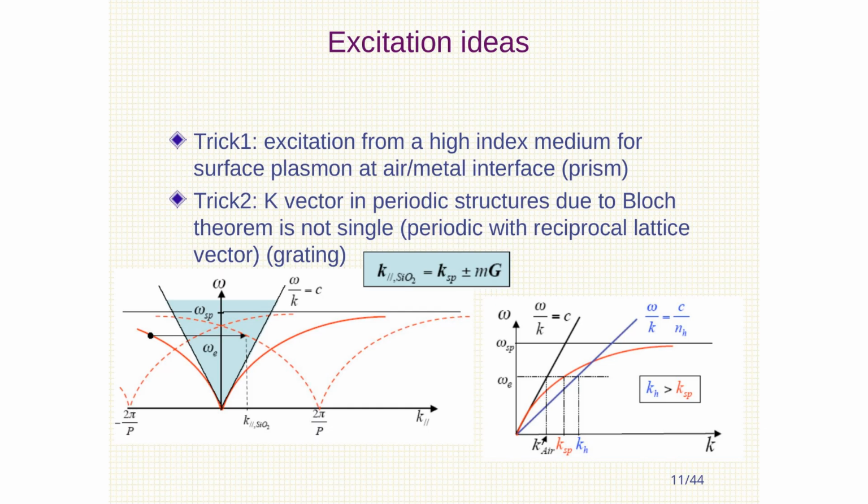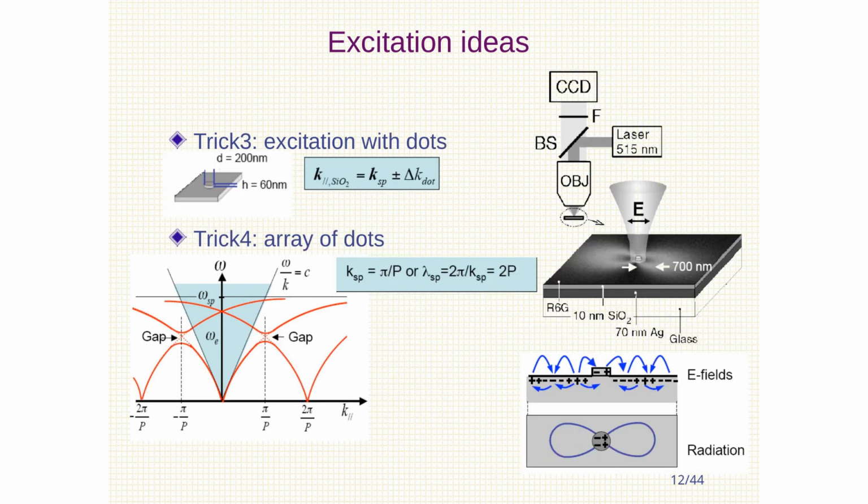Additionally, periodic structures leverage the Bloch theorem, where the k-vector is periodic with a reciprocal lattice vector, enabling excitation through grating. These methods enhance plasmonic wave interactions effectively. Excitation can be achieved using dots, where quantum dots interact with surface plasmons to enhance coupling. An array of dots further amplifies this effect by creating a collective resonance, improving the efficiency of plasmon excitation. These methods offer innovative ways to manipulate light at the nanoscale, crucial for advancing photonic technologies.